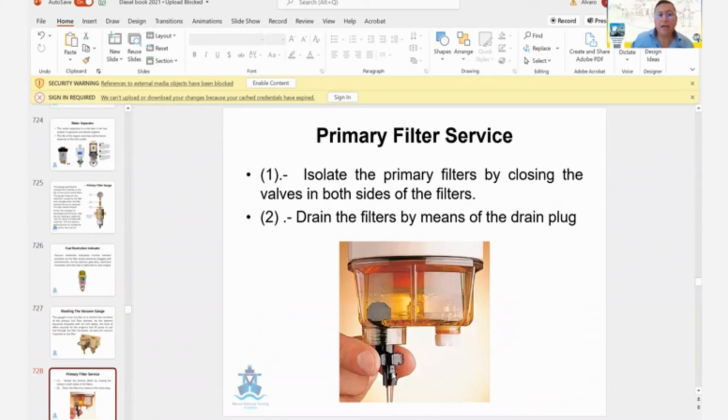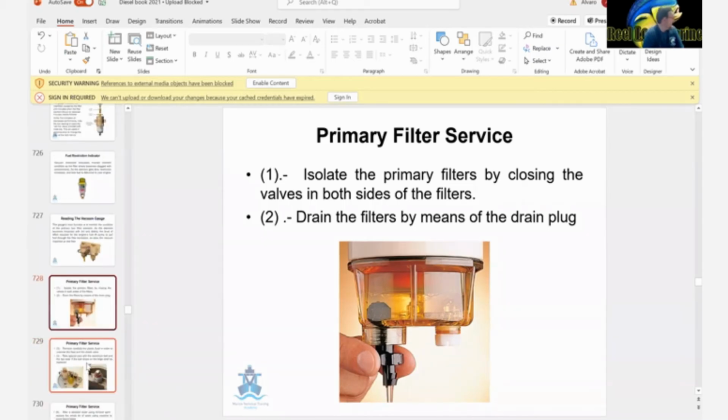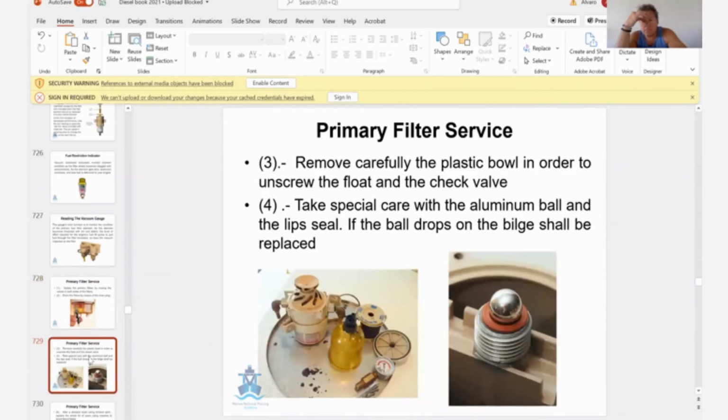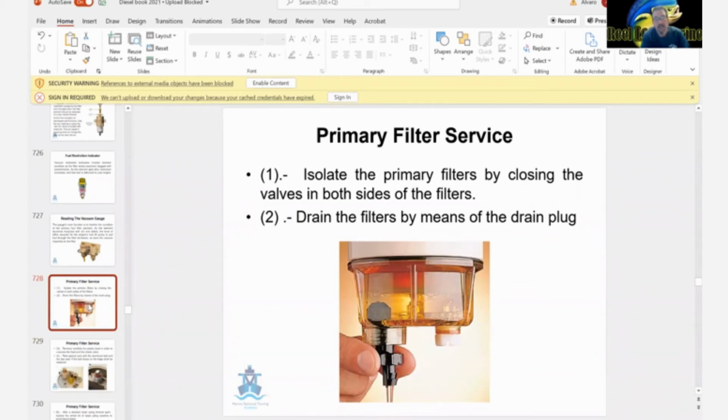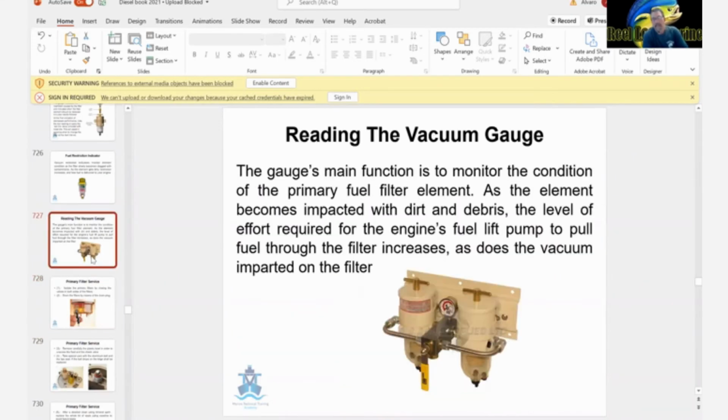Like this, Danny, like this. That is a Raycor filter. Okay, so that allows you to see the fuel quality and drain whatever excess water. Like, let's say you're driving from the Bahamas to the United States. There's no gas station in between, so you're going to have to drain it and keep an eye on it.